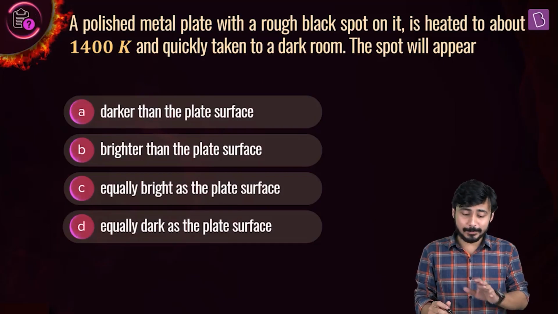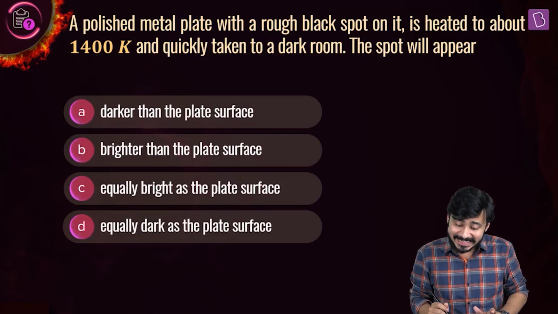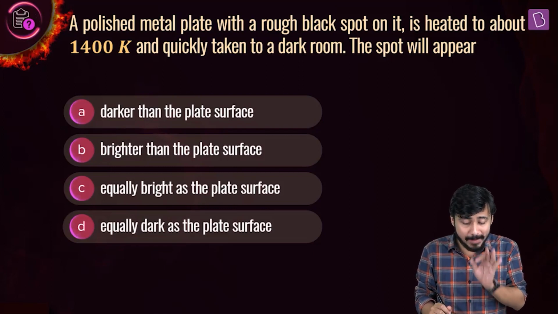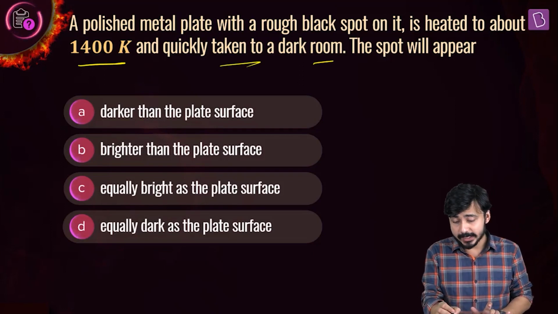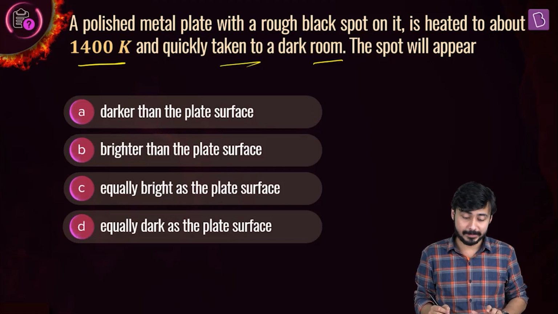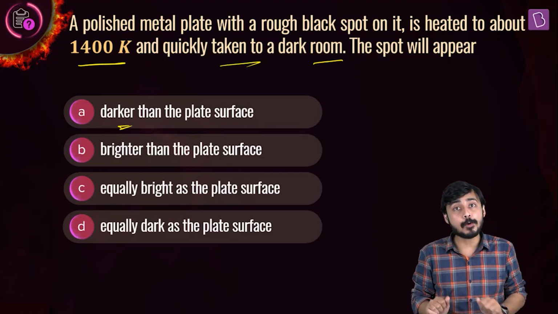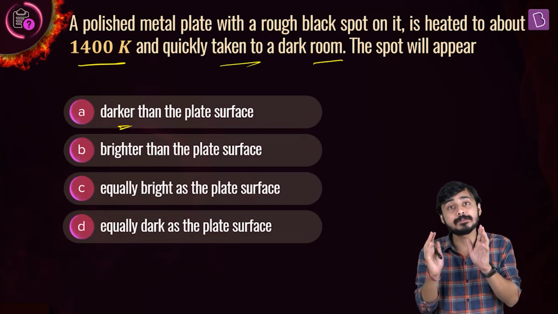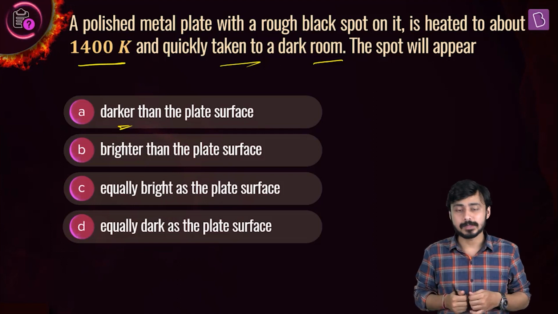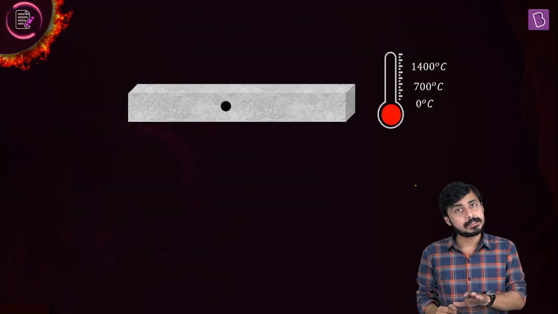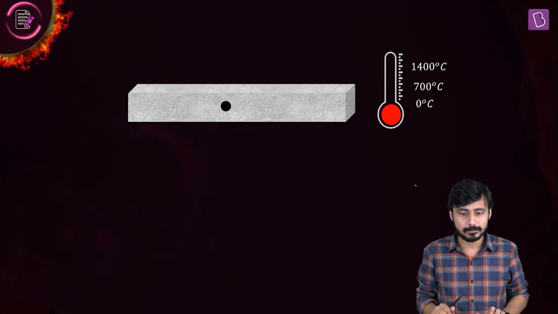A polished metal plate with a rough black spot onto it is heated to about 1400 Kelvin and quickly taken into a dark room. The spot will appear. You have to compare basically the color of the spot as compared to the color of the remaining plate surface at higher temperatures in the dark room. Let's look into the problem. This is the statement given, like this is the problem statement if you draw.